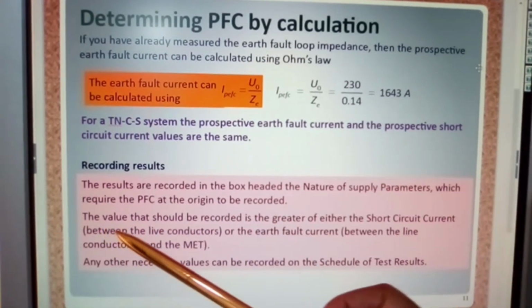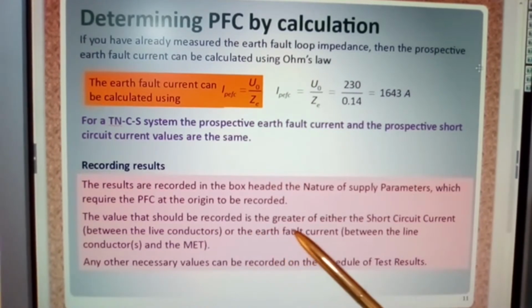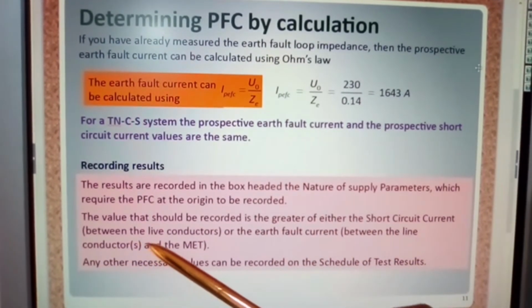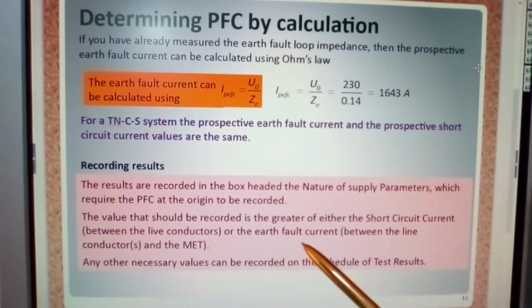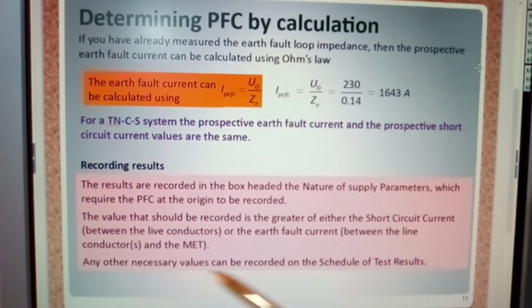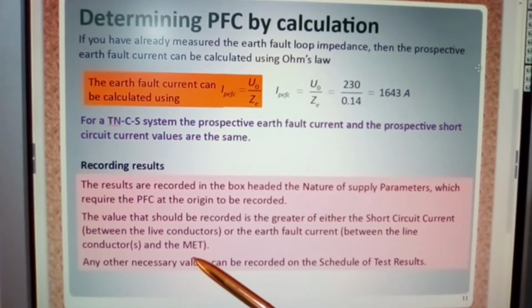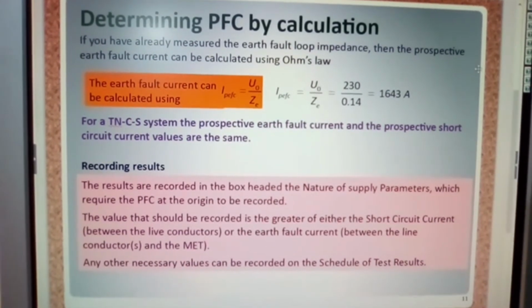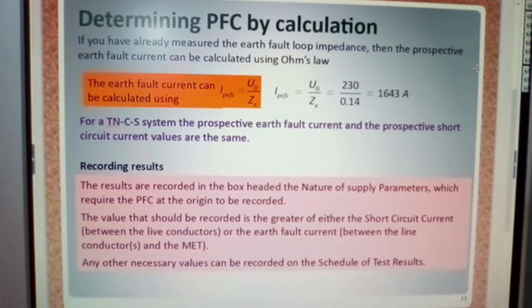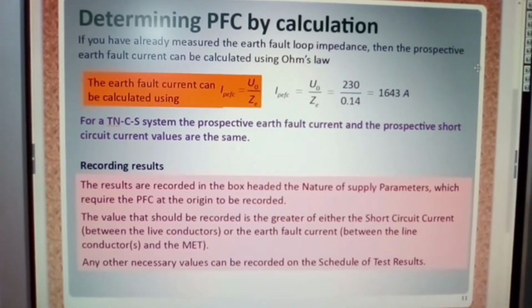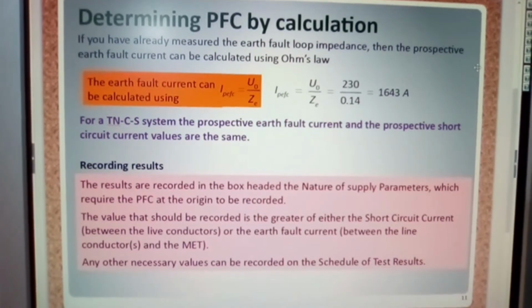The value that should be recorded is the greater of either the short circuit current between the live conductors or the earth fault current between the line conductors and the earth. Any other necessary values can be recorded on the schedule of test results.